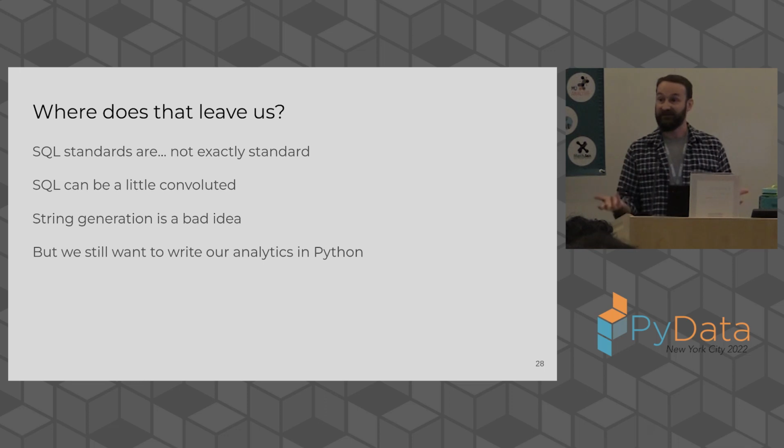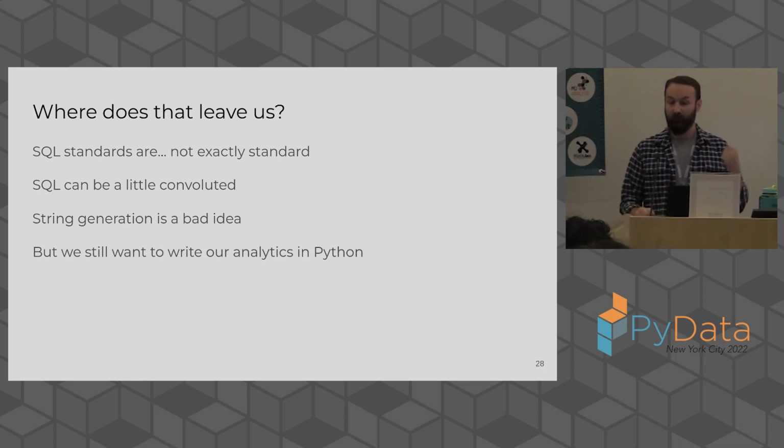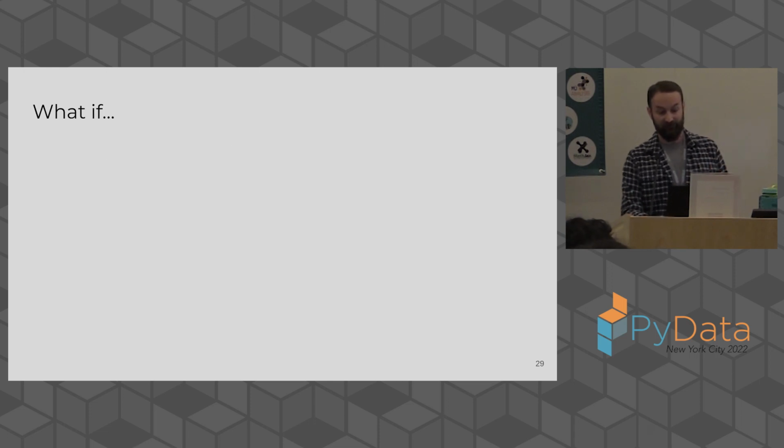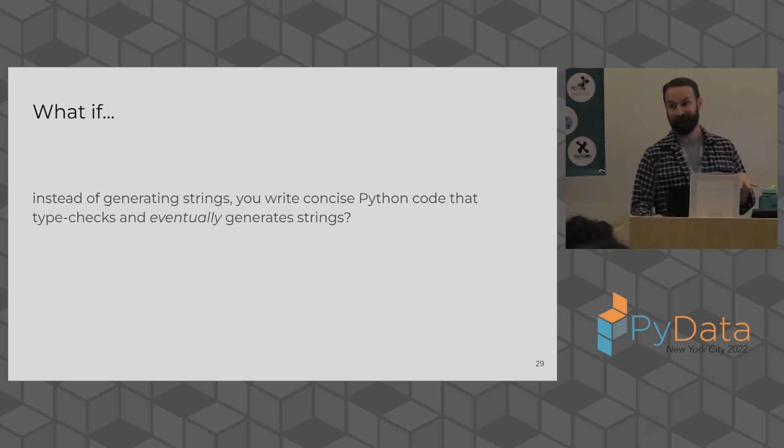So where does that leave us? SQL standards are not standard. SQL can be a little convoluted. String generation is a bad idea, full stop. But we still want to write our analytics in Python. So what if, instead of generating strings, you write concise Python code that type checks and eventually generates strings?